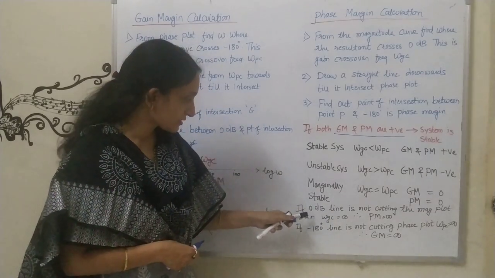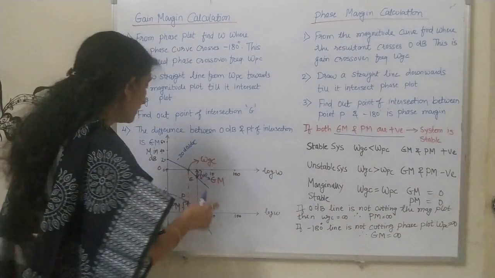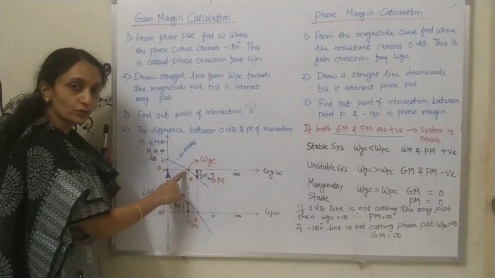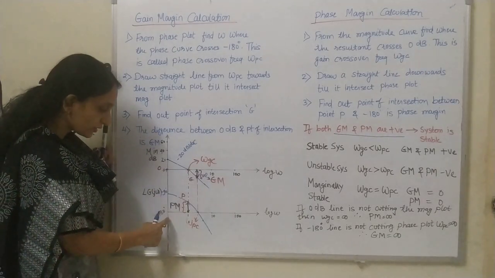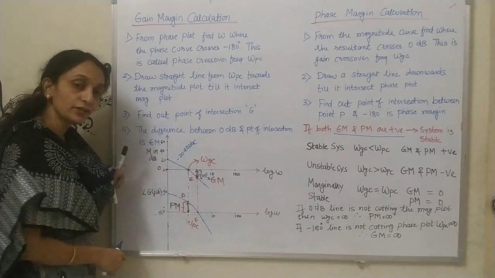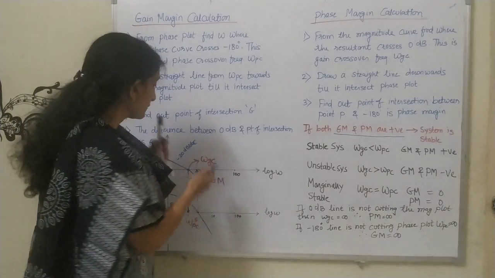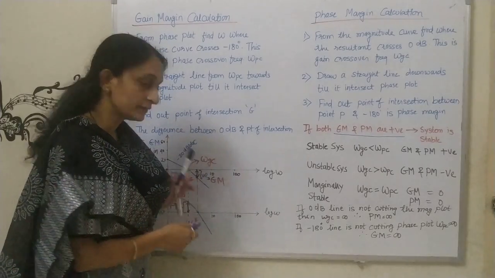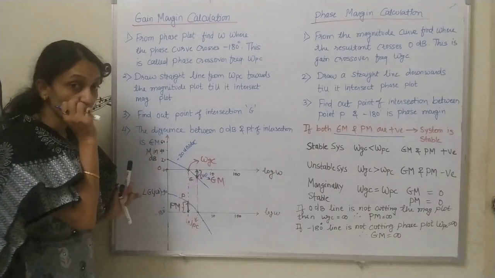And what will be the case if the 0 dB line is not cutting the magnitude plot? Look at this. Here the magnitude plot is intersecting the 0 dB line and we got omega GC. Or here also the phase plot is intersecting the minus 180 degree line, so we are in a position to calculate omega PC. But in some transfer functions, it may be possible that the magnitude plot is not intersecting the 0 dB line, or that the phase plot is not intersecting the minus 180 degree line.